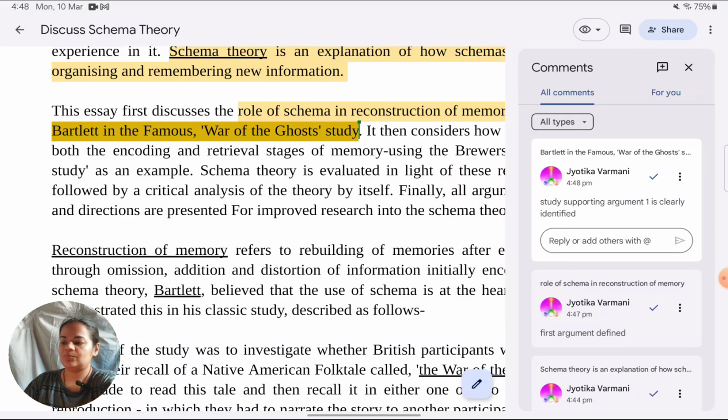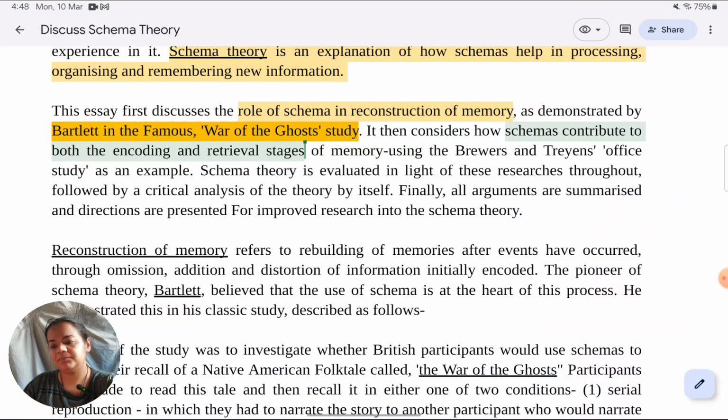Then in the same way, argument 2 has been presented, which is about how schemas influence encoding and retrieval stages of memory. I want you to notice how argument 2 is different from argument 1. It's not overlapping with the first one. A relevant thing that I've come across here: many students are telling me that in their schools they've been asked to give arguments and counter arguments. There is no such compulsion in the IB that you have to only give a counter argument, or that whatever argument you've given first, the second one has to oppose that. It could be a complementary argument.